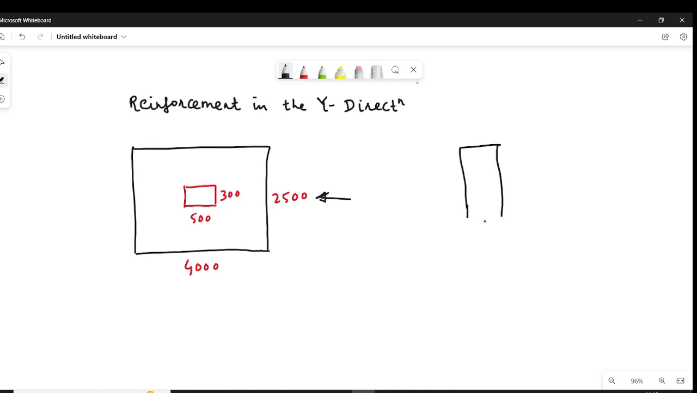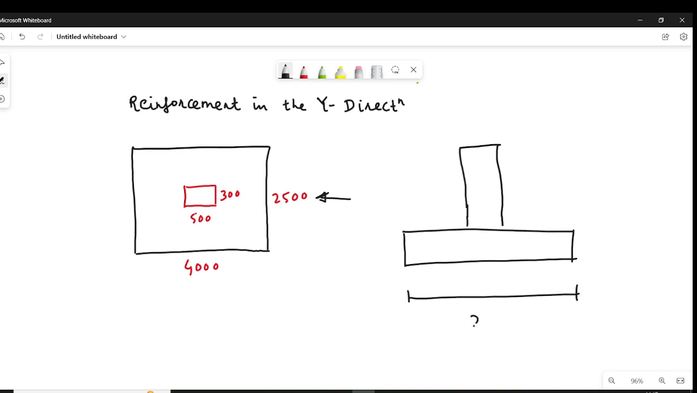So what dimension will be visible to you? The 300 mm dimension of the column will be visible, and the 2500 mm dimension of the footing will be visible. This is what is visible when you look from the left side or from the right side. In this particular case, the length of the footing is 2500 mm, and the dimension of the column is 300 mm.